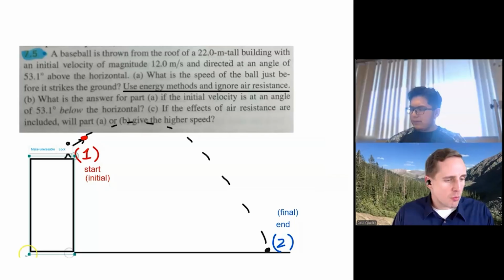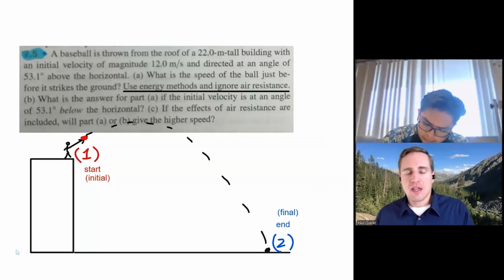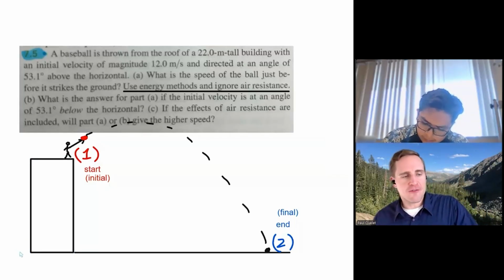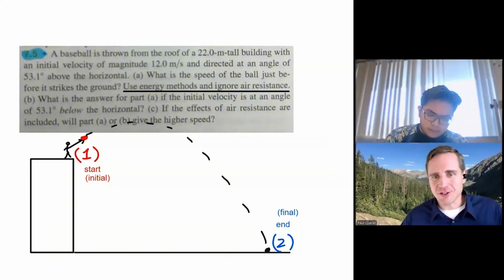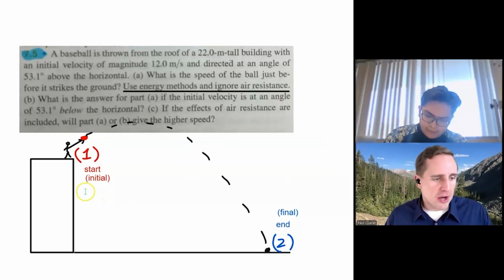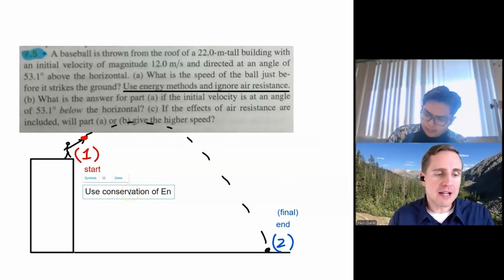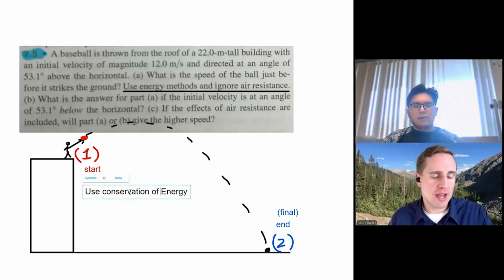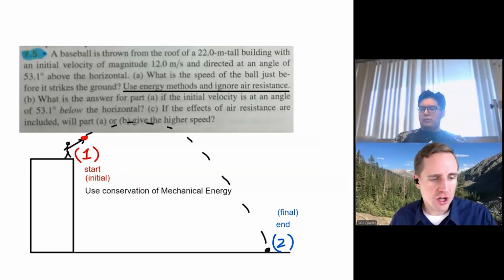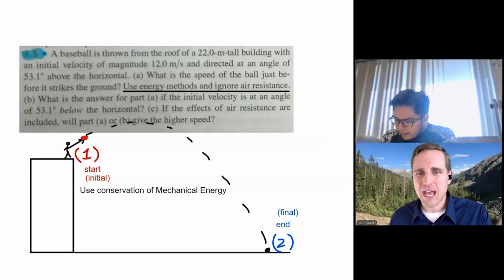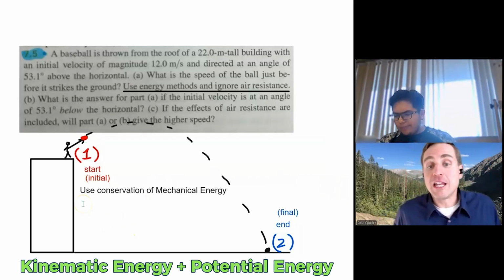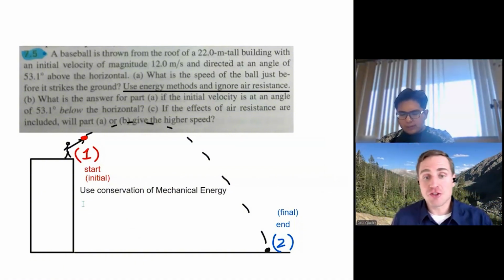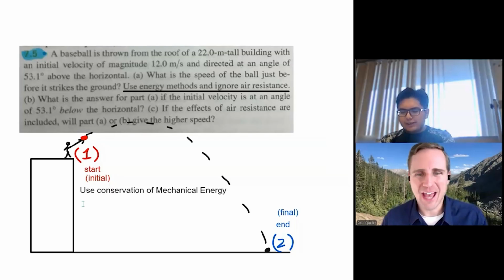With all that said, if we're using energy methods, do the vector directions and all that really matter? No, because energy is a scalar, right? So we're just going to use conservation of energy. And in fact, what kind of energy specifically, since we're ignoring air resistance? It's the conservation of mechanical energy, because mechanical energy is kinetic energy plus potential energy. Remember, linear momentum is not conserved in this case because there's a net external force from gravity acceleration.